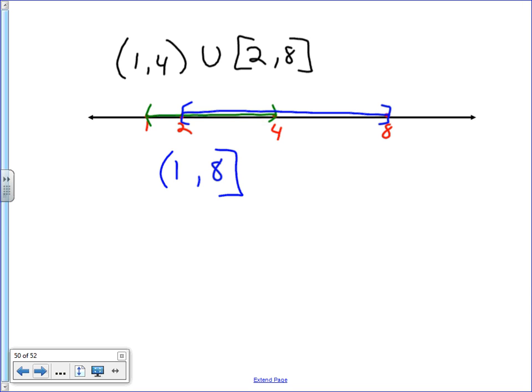There you go. Okay? So hopefully that gives you an idea of interval notation using graphing and using our set notation from earlier. All right?